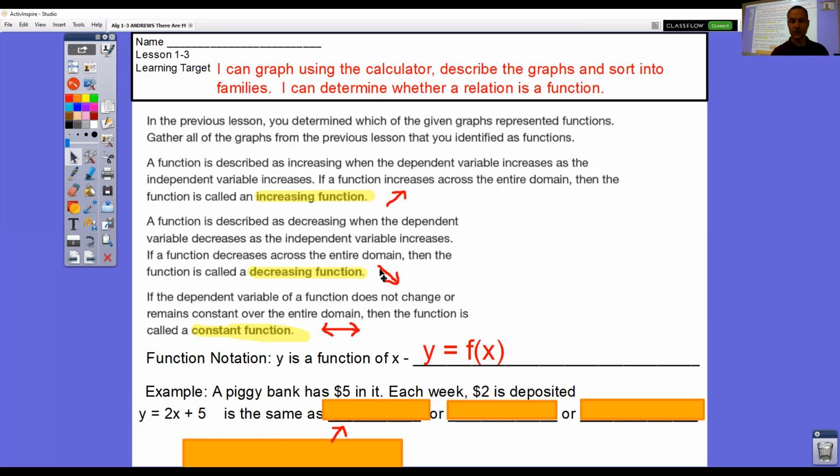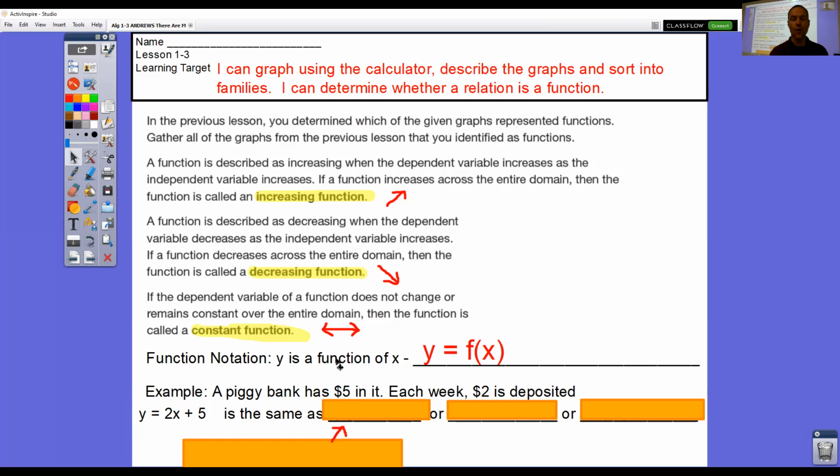A decreasing function goes down as we go from left to right. Just like we read a sentence, that's how we look at a graph and determine whether it's increasing or decreasing. A constant function just goes side to side and does not go up and does not go down.